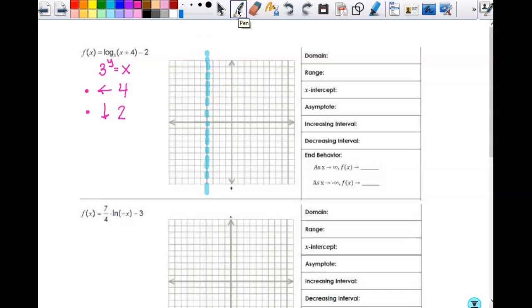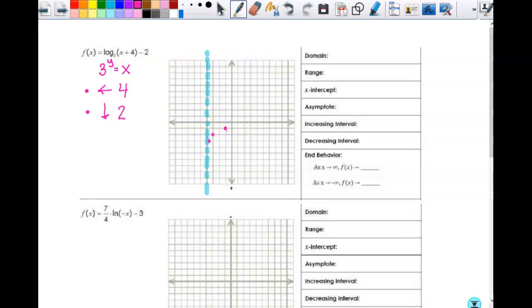In this case, instead of picking numbers for x, I'm picking them for y. So when y is -1, for my parent function, x is going to be 1/3. Okay, so I'm at 1/3 right here. Then I go to the left 4, 1, 2, 3, 4, and down 2. And there's my point. When y is 0, x is 1. Going to move to the left, 1, 2, 3, 4, and down 2. When y is 1, x is 3. Then I go to the left 4 and down 2.